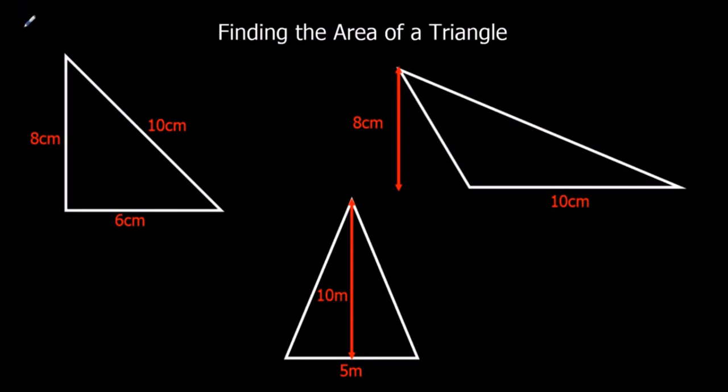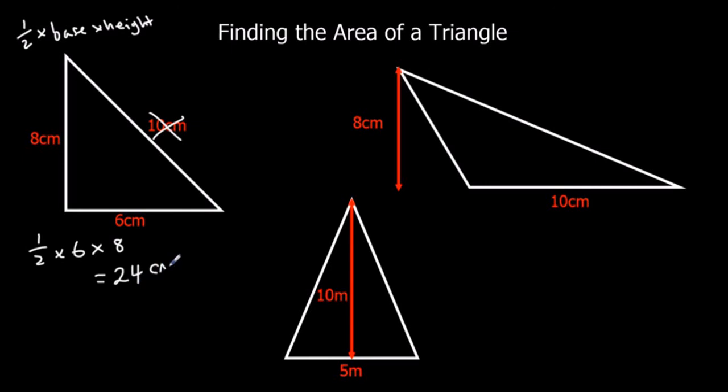Okay, so remember the formula, half times base times height. That's how we find the area of a triangle. So for this one, we're looking at the perpendicular height, remember. This one's slanty. We don't want this one. We want the perpendicular, the straight up height. So it's half times 6 times 8. Half times 6 is 3, and 3 eights, 24.